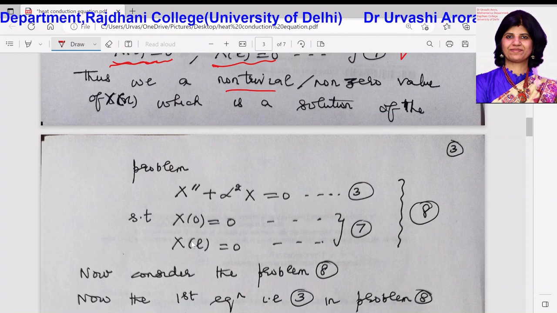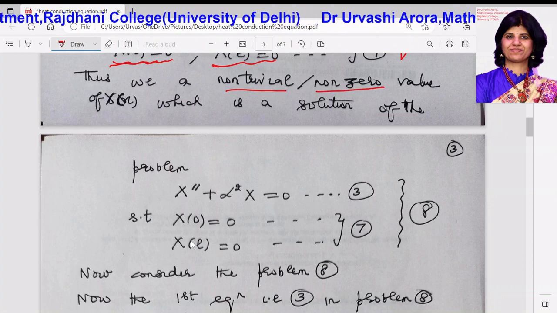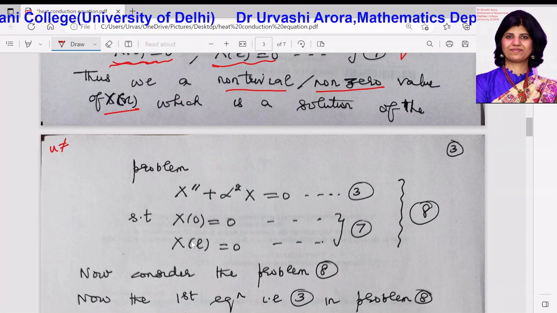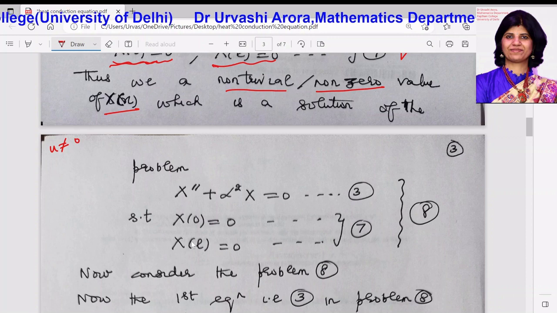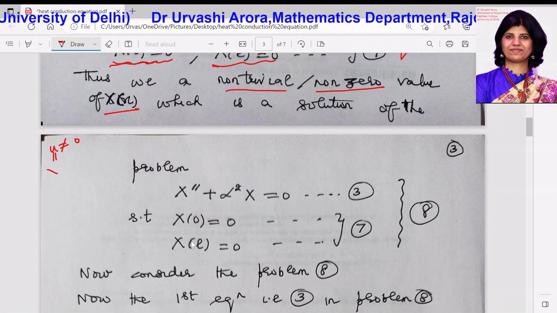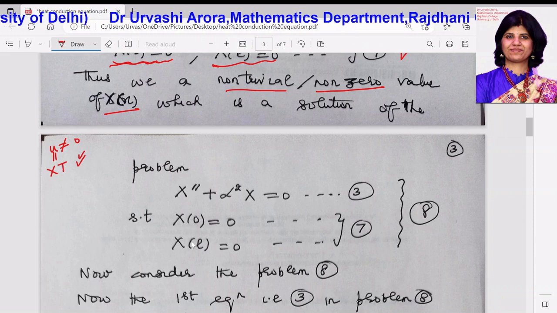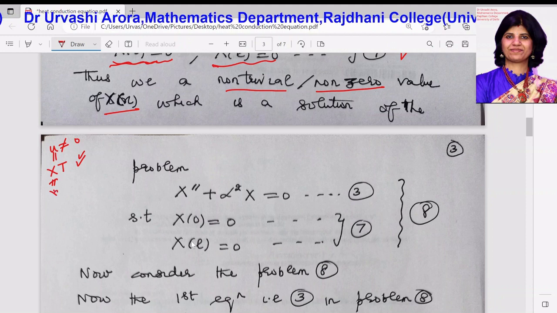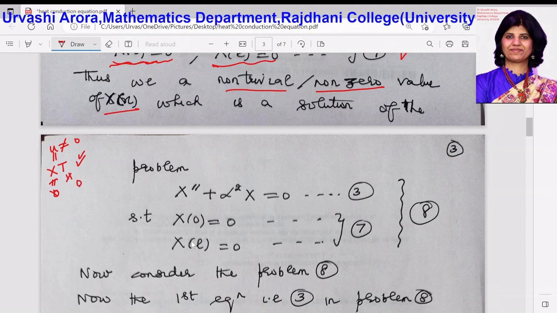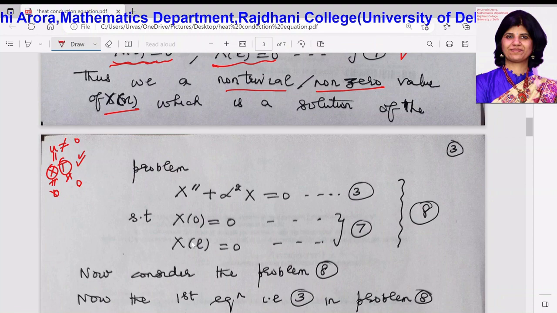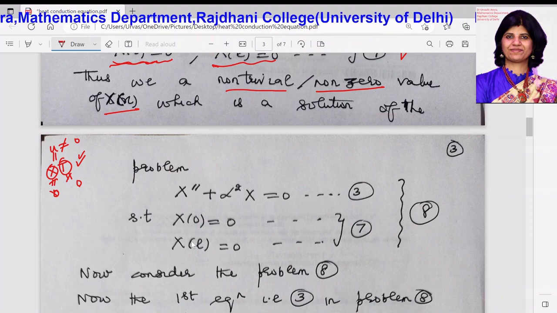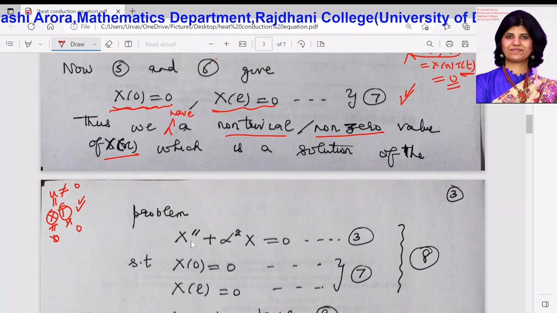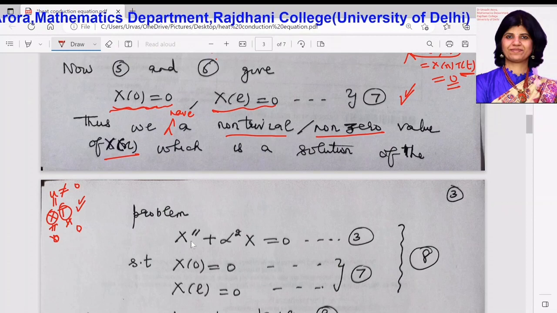We are basically looking for non-trivial solutions or non-zero values of capital X. Why? Because we are interested in non-zero value of u or non-trivial solutions u, and u we know is a product of X and T. We have assumed our solution to be of this form. So if you want u to be non-zero, then obviously X should also be not equal to 0, and T should also be not equal to 0. So we are looking for non-trivial values of capital X and non-trivial values of capital T. So we are looking for a non-zero value of X as a solution of the problem.